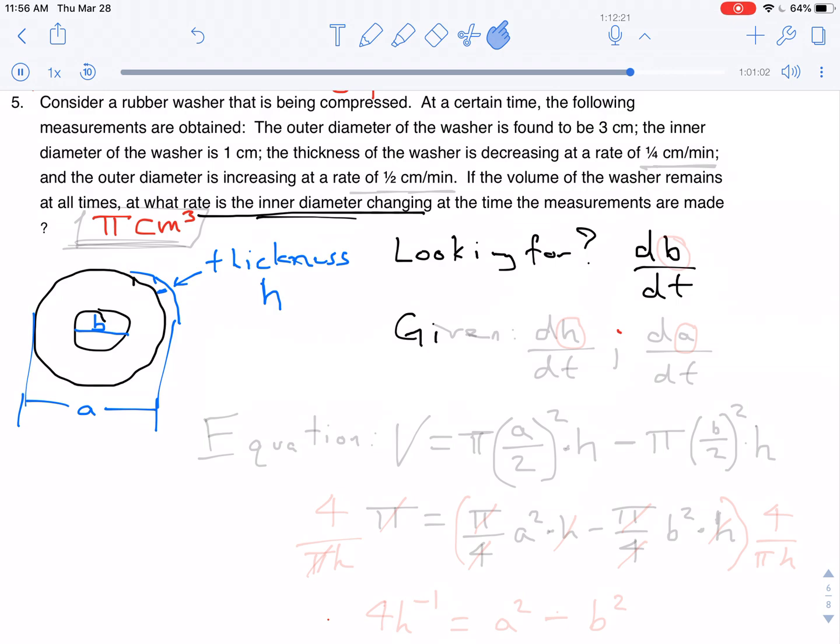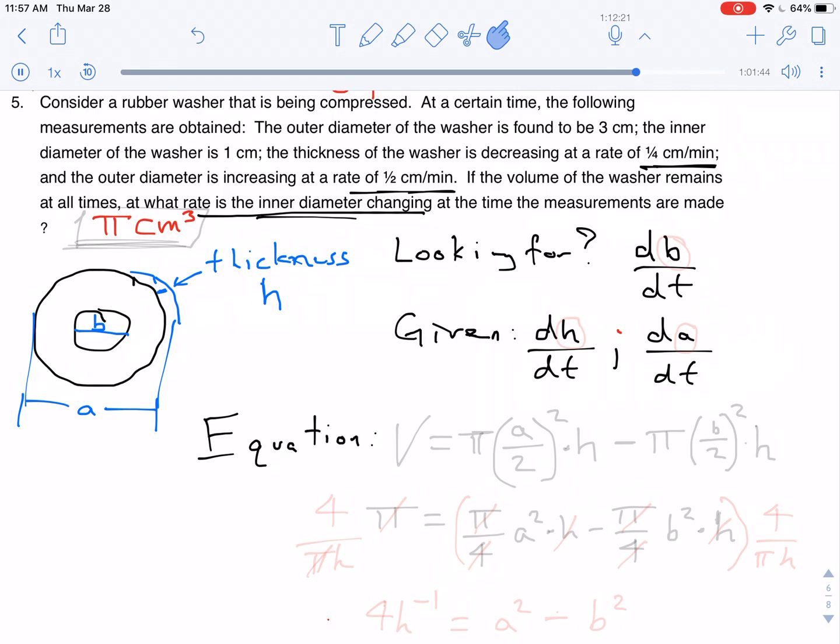What rates are we given? Notice I use the word rates, because I am given a few rates here. I am given that the thickness of the washer is decreasing at a rate of 1/4 centimeter per minute. We are given dH/dt. And I am also given that the outer diameter is increasing at a rate. We are given dA/dt. I need to relate all three of these things with an equation.